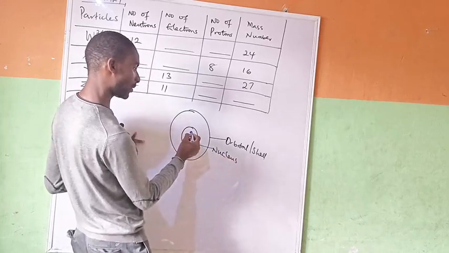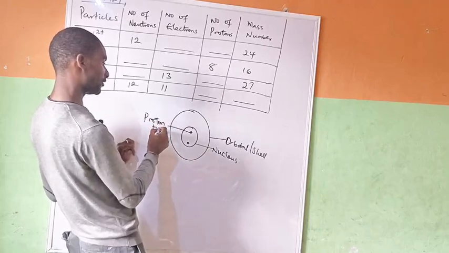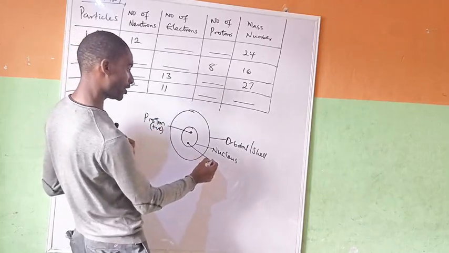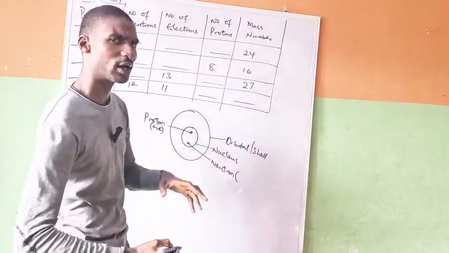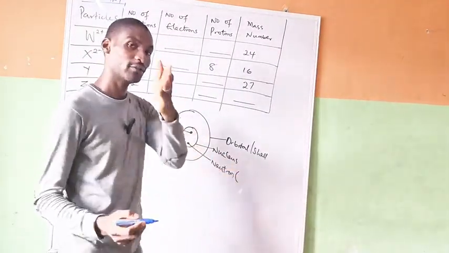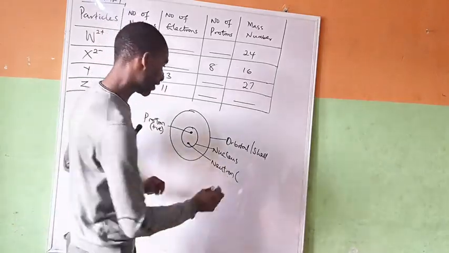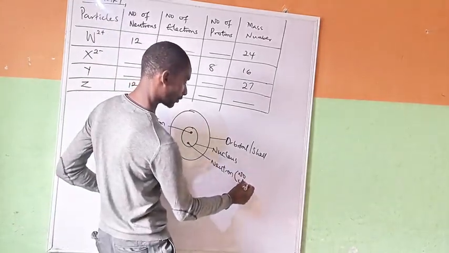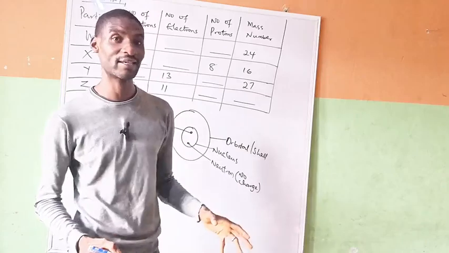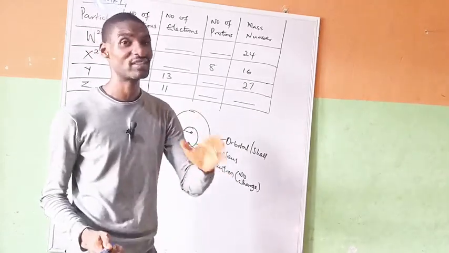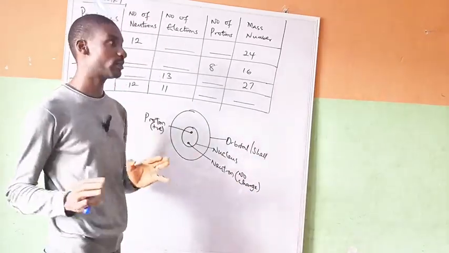Inside this nucleus, there are two particles. We have the proton, which is positively charged. You have the neutron, which is carrying what charge? Is it neutral or what? If you have said neutral, you are wrong. It is no charge. Neutron has no charge. No charge means it's neither positive nor negative. But when you say neutral, neutral means equal positive and negative charges. So it is no charge. I hope that is clear.